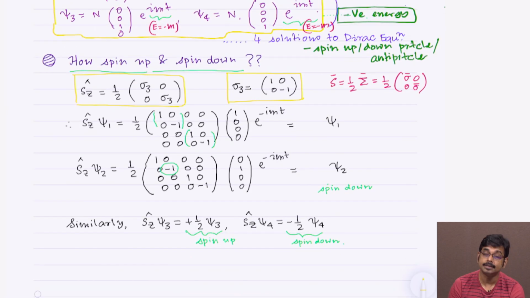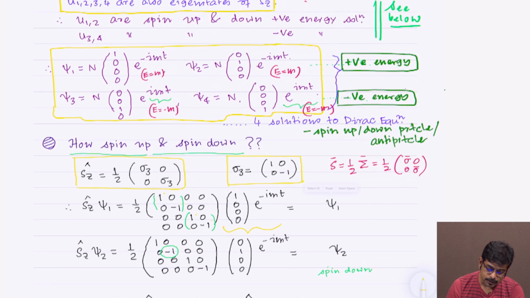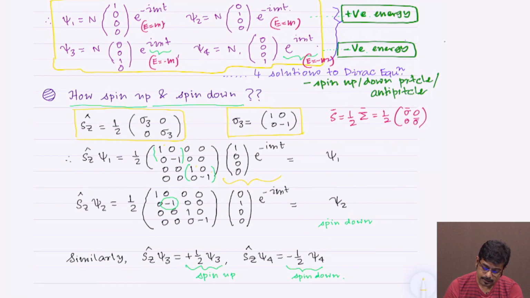So, what is SZ acting on psi 1? Let us act explicitly SZ on psi 1. So, this SZ will be 1 0 0 minus 1, this is sigma 3. This is a 4 cross 4 matrix. So, I am explicitly writing the sigma 3 here to construct that 4 cross 4 matrix, and this is 1 minus 1 1 minus 1 in the diagonal entries, right. This is the SZ. What is psi 1? Psi 1 as per our solution is N times 1 0 0 0 e to the power minus i m t. That is exactly what I write.